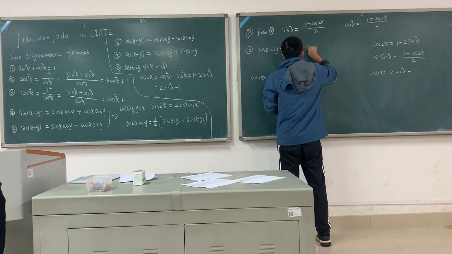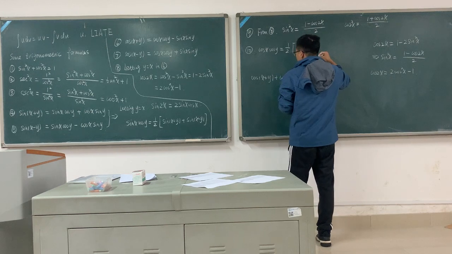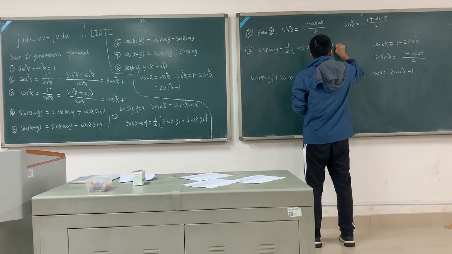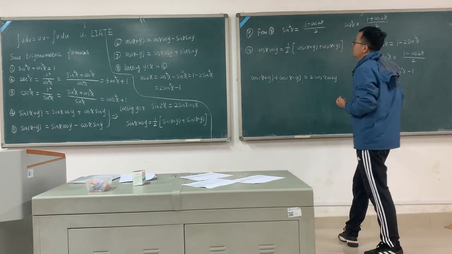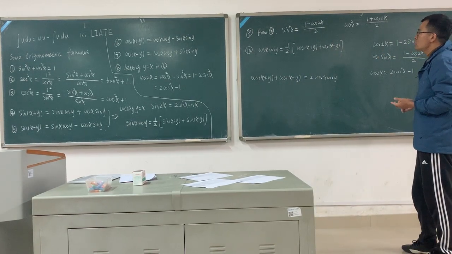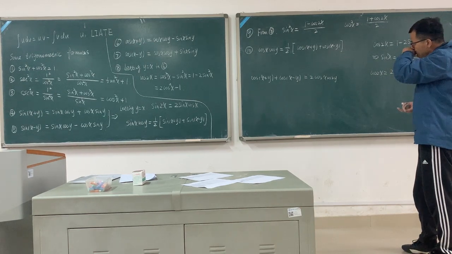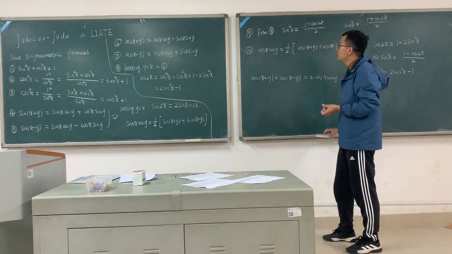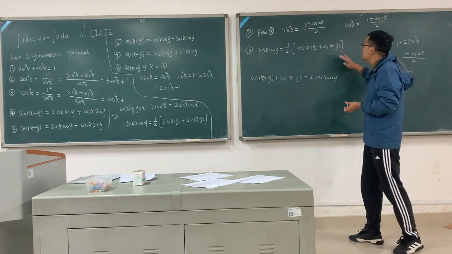cosine of x plus y plus cosine of x minus y. So this is number 10. Okay, number 10. So here number 10 means the same.